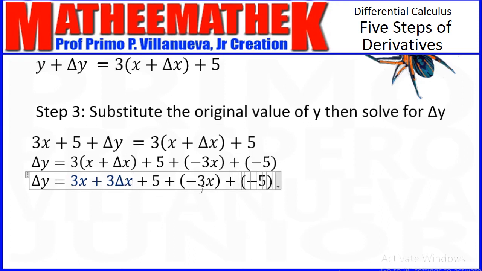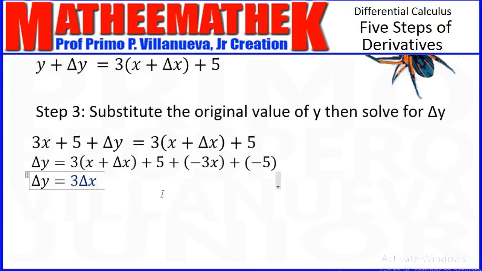Plus 5 plus negative 3x plus negative 5. So again, let us apply the inverse property of addition. We have 3x plus negative 3x, that is equal to 0. Also, 5 plus negative 5, that is equal to 0. So what's left in the right side of our equation is 3 delta x.